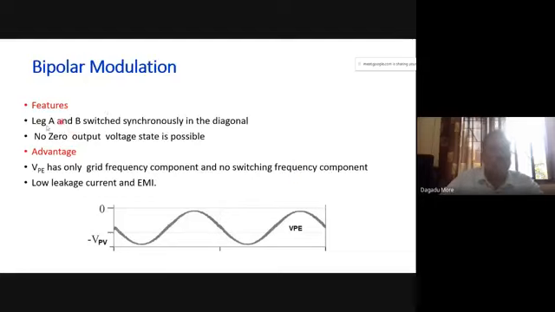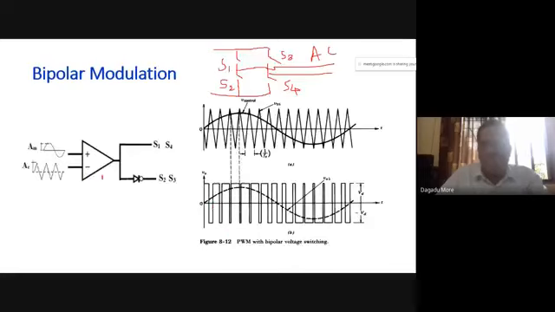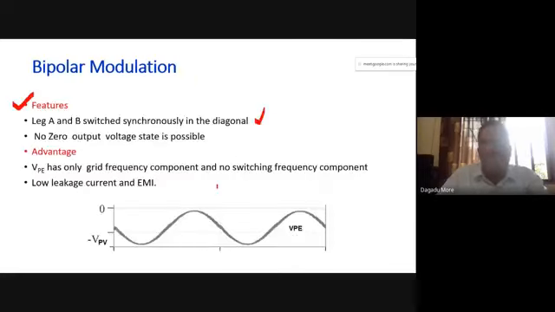Here we will just summarize the features of what we have discussed. Legs A and B are switched synchronously in the diagonal, that means S1 and S4 are on simultaneously, and S2 and S3 are on. And we just discussed our output voltage waveform. We don't have a zero voltage state anywhere; our voltage will never be zero.